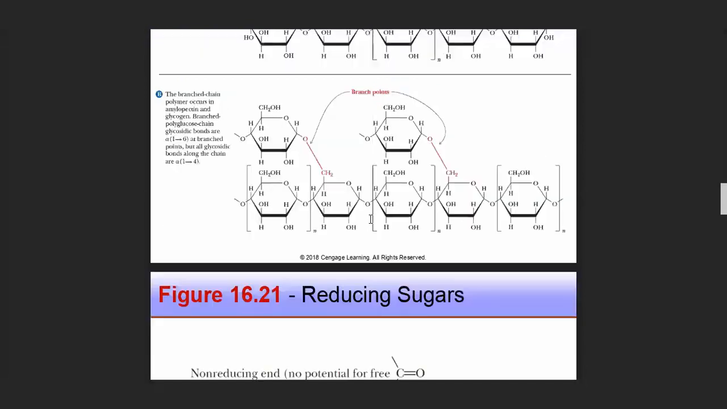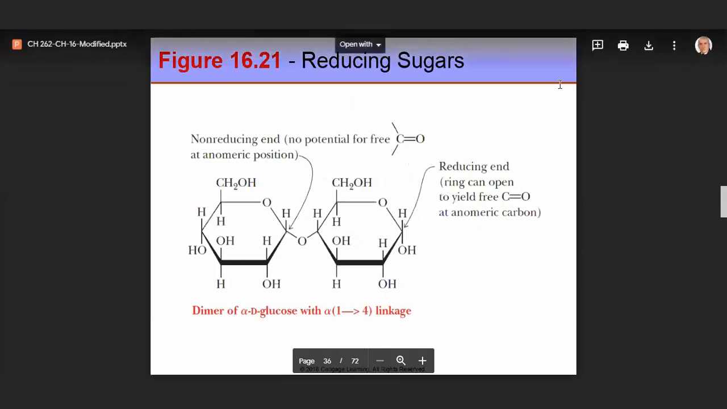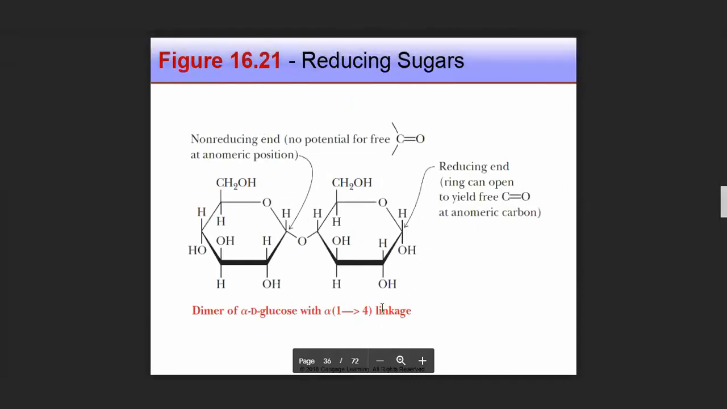Now, in the next slide we want to show you reducing sugars. This is a disaccharide with a free hemiacetal end. It is a reducing sugar because of the presence of a free anomeric aldehyde carbonyl or potential aldehyde group. This is called the reducing end, and this is called the non-reducing end.